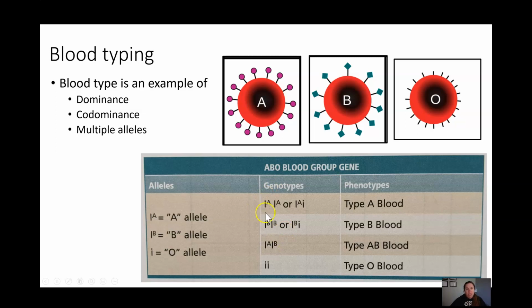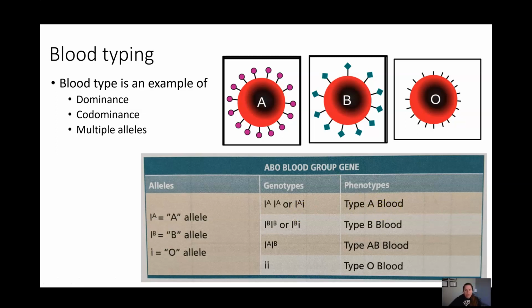If a human inherits IA from mom and IA from dad, they will end up with type A blood. In other words, this will be the only marker that they show. Now, if they were to inherit IA from one parent and the I allele from another parent, this I allele, because it's lowercase, remember, is recessive. So they're still going to be type A blood.